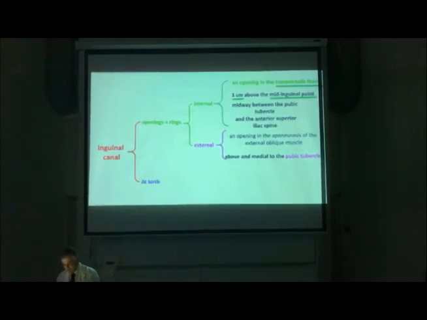So, at birth, the internal and external rings are on top of each other. There is no inguinal canal. And the testis finds the way very easily to go down. But with the differential growth of the abdomen, the whole body, the canal develops.